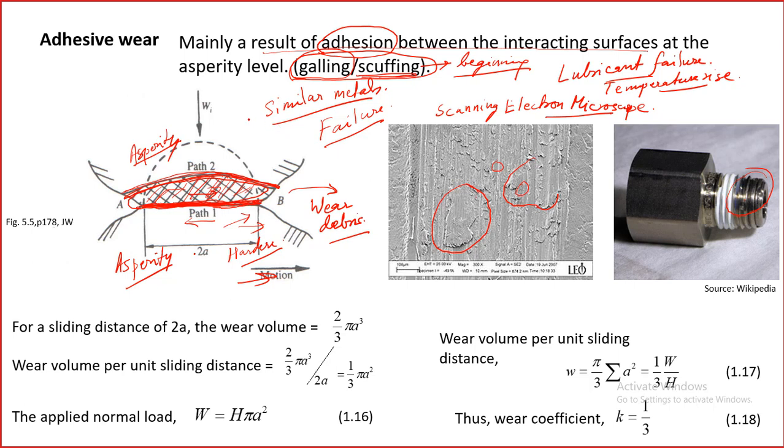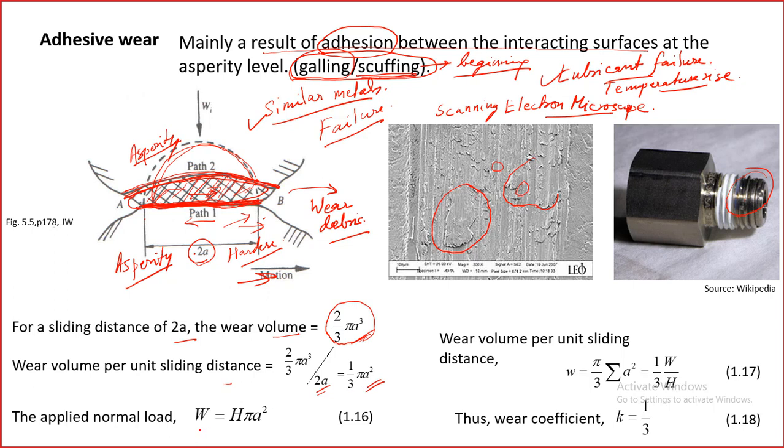So as I said, when there are similar materials, when there is a lubricant failure, the adhesive wear will take place. A very simple analysis has been done here. For a sliding distance of 2a, let's say from here to here, the wear volume, the material that has been removed, we model in a simple way and make it hemispherical. Finding out the volume of this would be quite challenging, so we assume it is hemispherical. So the wear volume is 2/3 pi a cubed. This is the volume of this hemispherical particle that comes out. So wear volume per unit sliding distance will be this divided by 2a, and that gives us 1/3 pi a squared.